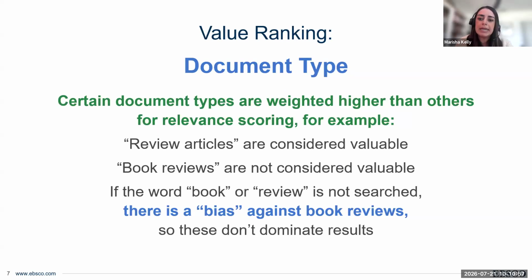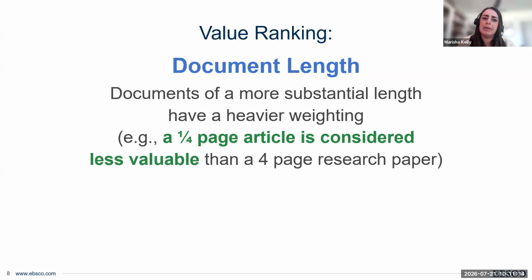We look at document types. So certain document types are going to be weighted higher than others for relevance. So for example, peer-reviewed articles are considered more valuable, let's just say, than a book review. And then we also look at document length that factors into the relevance weighting. So resources that have a more substantial length have a heavier weighting, for example, than a quarter page resource, which is considered less valuable.